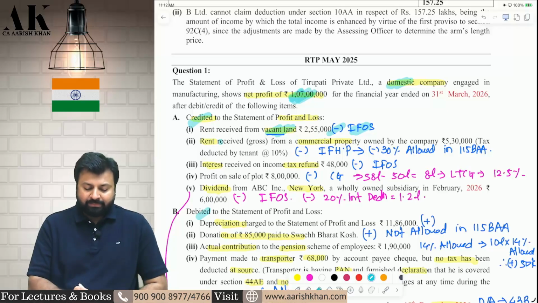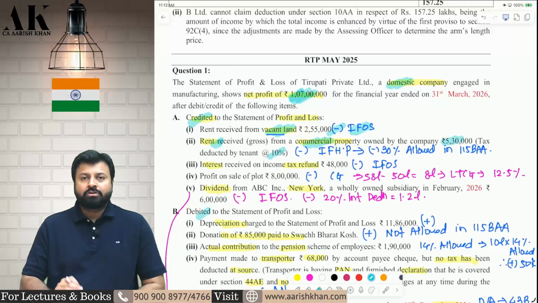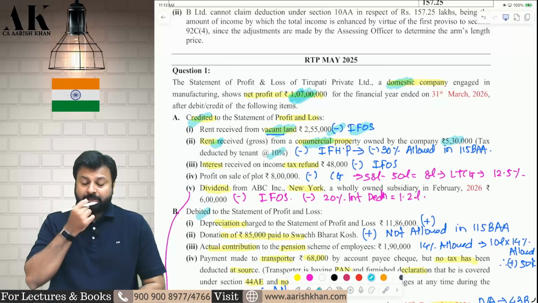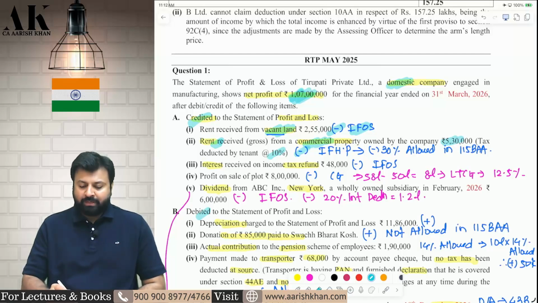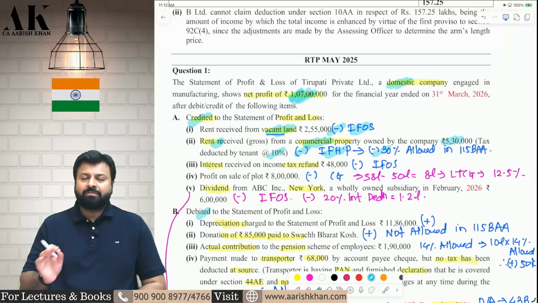Second one, you are earning some rent from commercial property of 5,30,000. The tenant has deducted 10% TDS. Now this rent will go under income from house property because this is from a building, a commercial property. You will reduce this rent from here and show it under income from house property. From that you will claim 30% standard deduction.